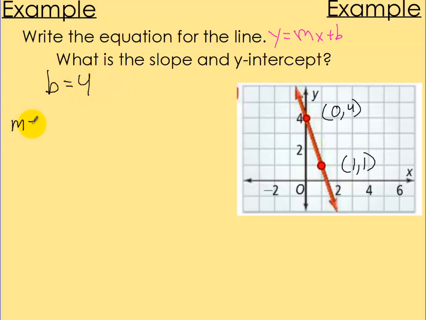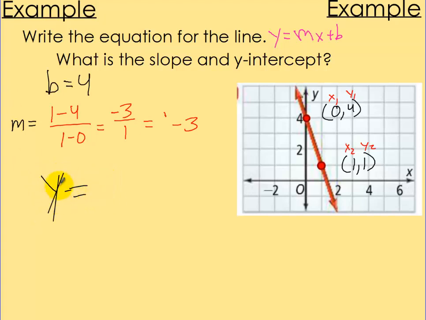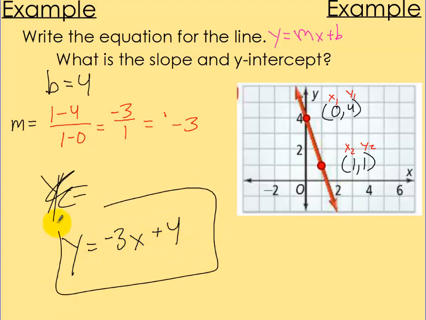Now we have to figure out your slope, m. We can use the equation when you have 2 points. We'll call the first point x1 and y1, and the second point x2 and y2. So the slope is y2 minus y1, 1 minus 4, over x2 minus x1, 1 minus 0. You get negative 3 over 1, which is negative 3. So my slope is negative 3 and my y-intercept b is 4. The equation for the line is y equals negative 3x plus 4. And that's it.